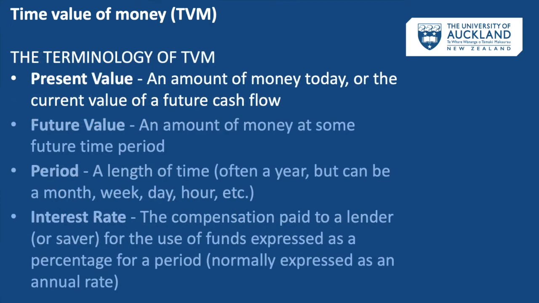So to better understand TVM, there's a few things we should get out of the way. The first thing is some terminology. So we talk about the time value of money at different phases. The first phase is the present value. And the present value is the amount of money that you have today or the current value of a future investment. So we can think of this whenever we talk about inflation.